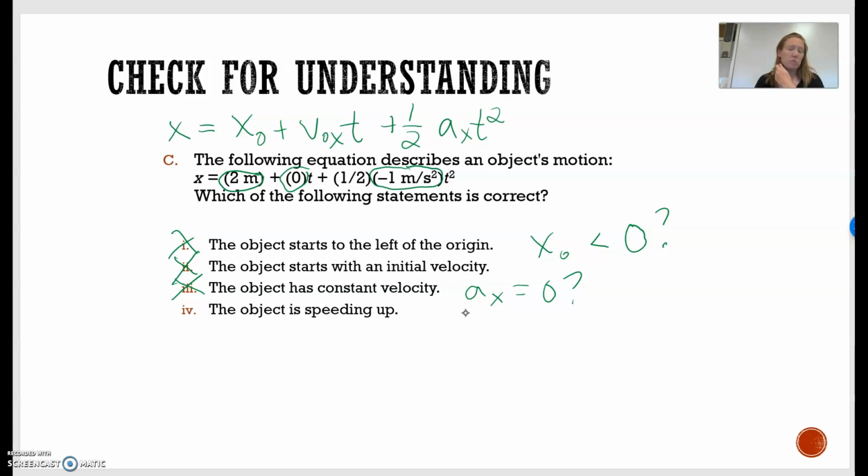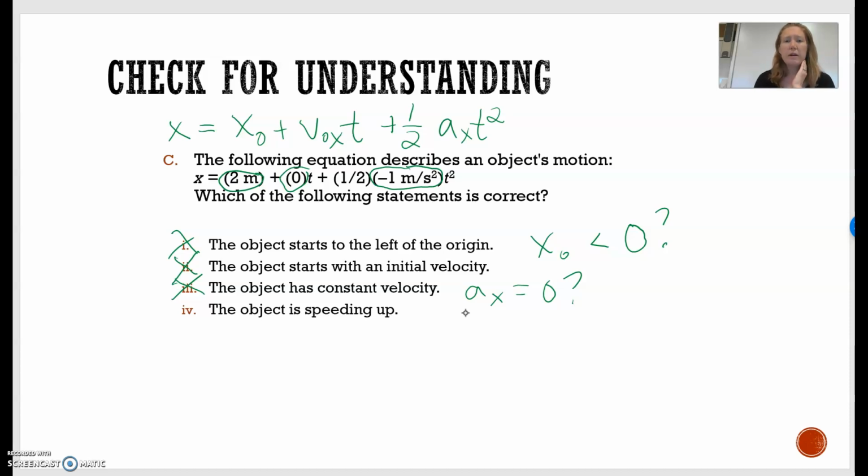So supposedly this object would be speeding up. Now, in the past, we've talked about how if something's speeding up, the velocity and the acceleration would either both be positive or both be negative. But we know that this object has an initial velocity of 0. So what about when you start from 0 velocity? Then the acceleration, we know the acceleration is negative. So then what's going on with that?